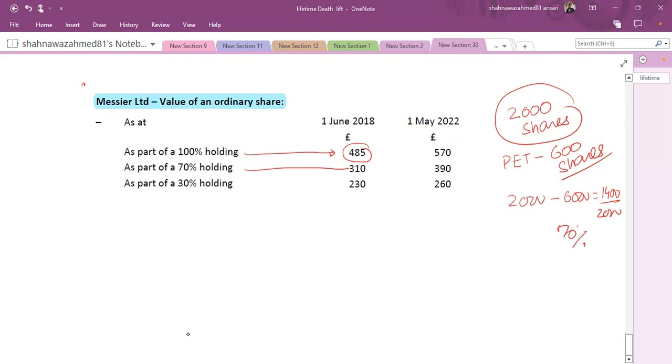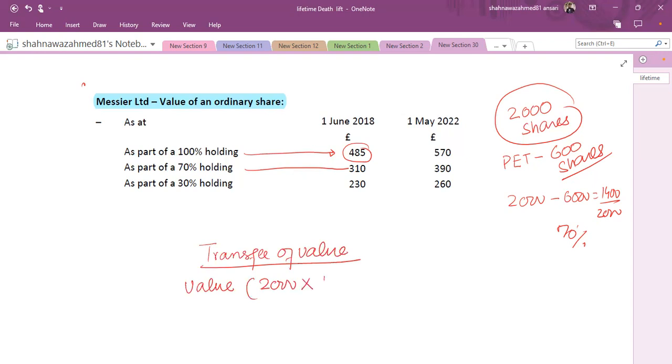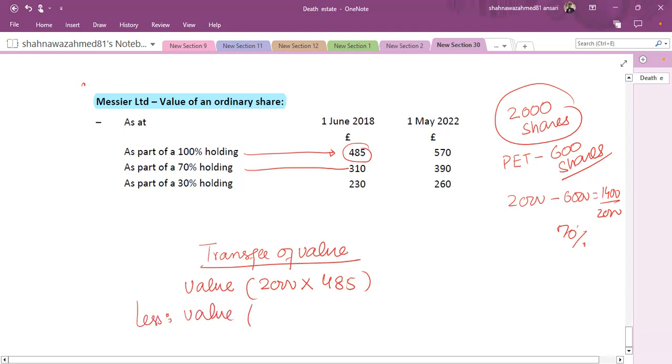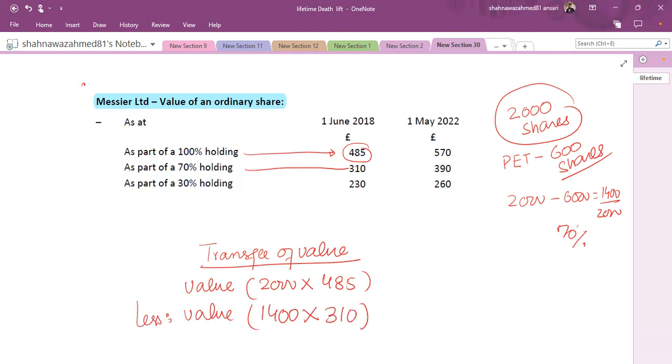Now let's find out the transfer of value. The transfer of value is the value of shares before transfer minus after. So before transfer, we have 2,000 shares, and the per share value is 485. Now the remaining holding is 1,400 shares, and the percentage is 3110. So how much is the fall in value? We need to identify how much is the fall in value.